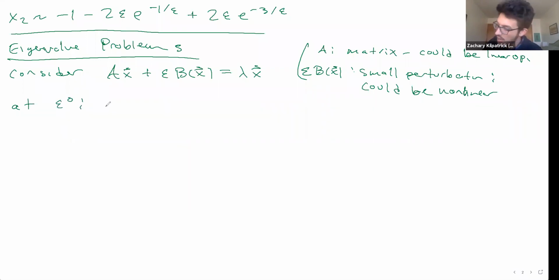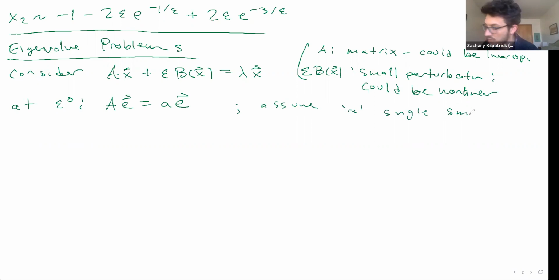Okay, and at order epsilon to the 0, I'm going to just write out the eigenvalue problem. I'm going to call little a our eigenvalue. Okay, so we'll assume here that a is a single simple root, okay?